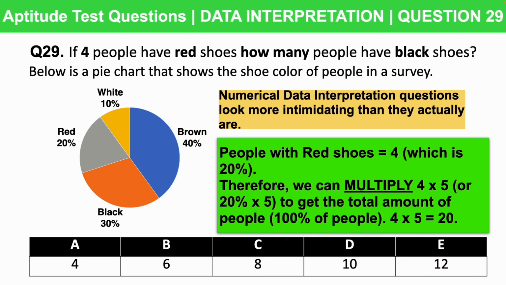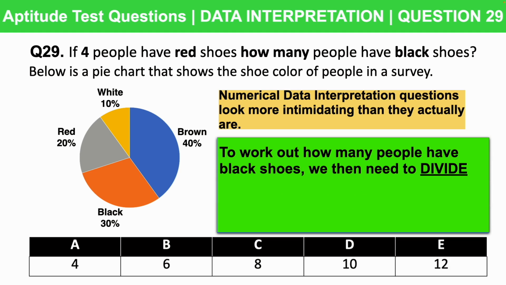Therefore, we can multiply 4 by 5, or in other words, 20% by 5 to get the total amount of people, 100% of people. Because the total amount of people is always going to be 100%, and we know to get to 100%, if we've got 20, we just need to times it by 5. So therefore, if we do 4 times 5, we get the total amount of people, which is 20. So we know there's 20 people in this survey.